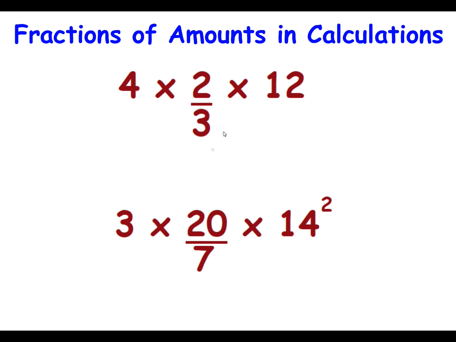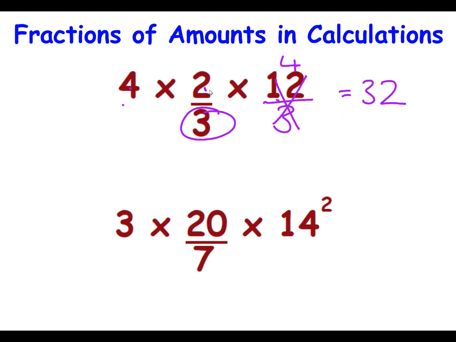Well, nothing changes really. The thing doing the dividing can divide any of the numbers within this problem. So we can say 12 divided by 3. So they cancel each other out. 12 divided by 3 is 4. So it becomes 4 times 2, which is 8. 8 times 4, which is 32.